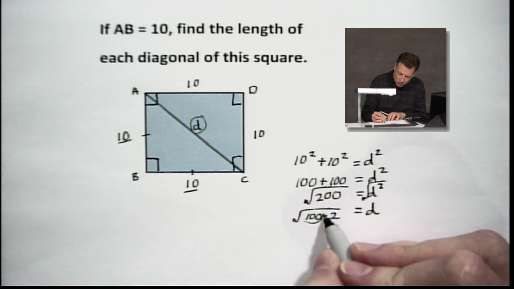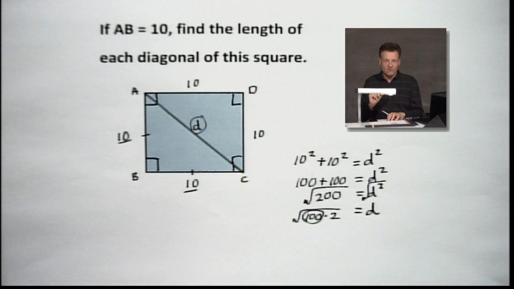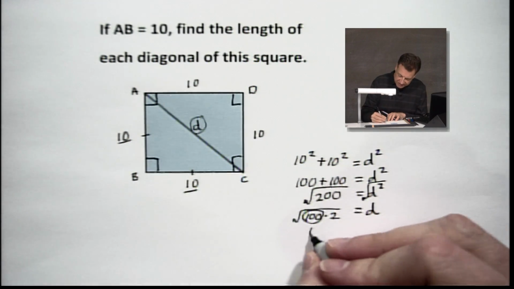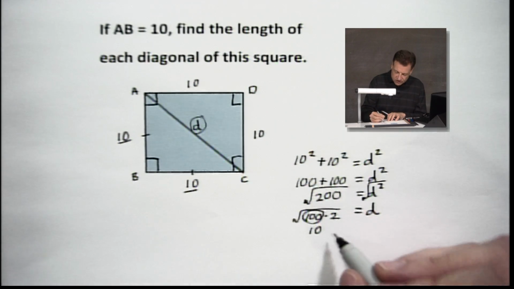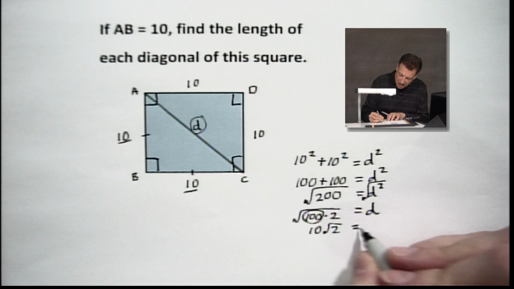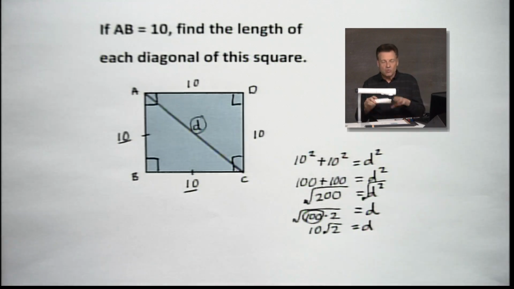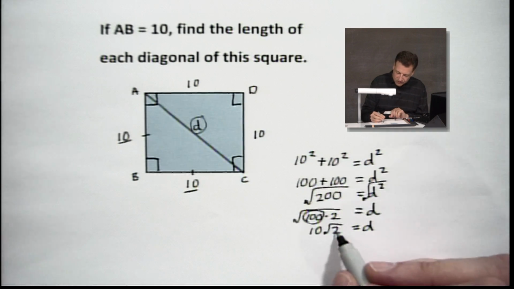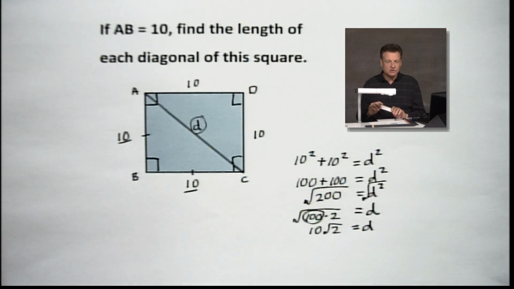100 is a perfect square. What is the square root of 100? It's going to give us 10. What's the root of 2? I don't know. There we are. We'll just call it 10 times the root of 2. That's what we call simplified radical form. Okay, it's a simplified radical there. You can't break the root of 2 down, but you certainly could get the root of 200.